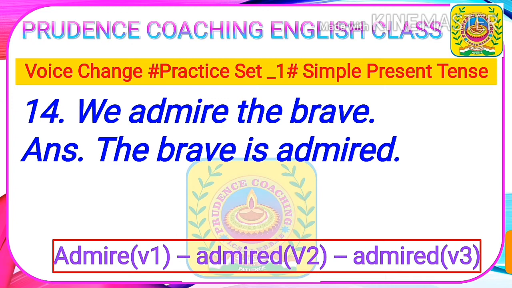By writing this only you can understand that the brave is admired by everyone, so you can just assume the object. Whenever you can just assume who is going to be the object in passive voice, you can skip that one. So you can just write the brave is admired, rather than writing the brave is admired by us. Let us see the next one.